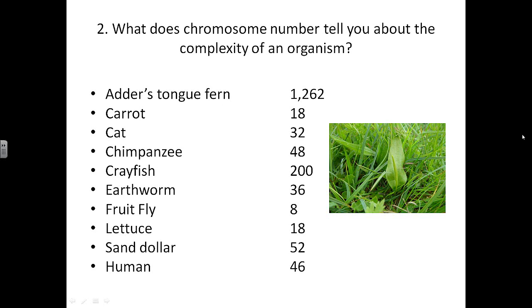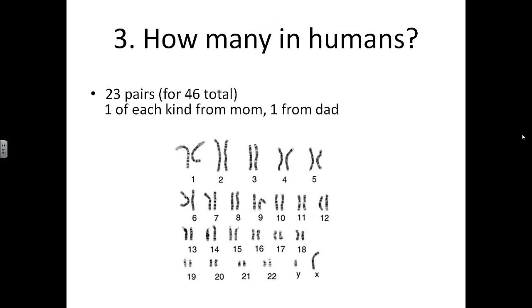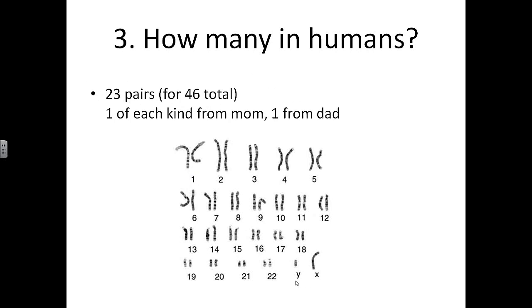How many chromosomes are in humans? Well, I just mentioned this. There are 23 pairs. You get a copy of each chromosome, one from mom, one from dad. 23 pairs for 46 total chromosomes. One from mom, one from dad. You can see in the picture here, we just number your chromosomes 1 to 22, and then we have an X and a Y. Chromosome number 1, you get 1 copy from mom, 1 from dad. Chromosome number 2, 1 from mom, 1 from dad, etc.